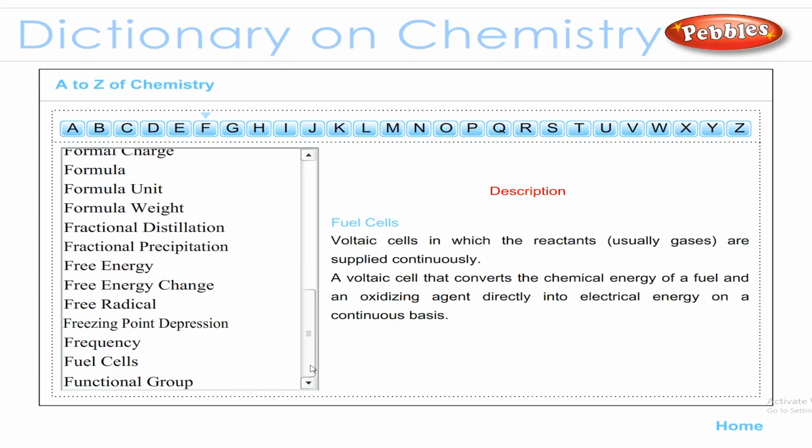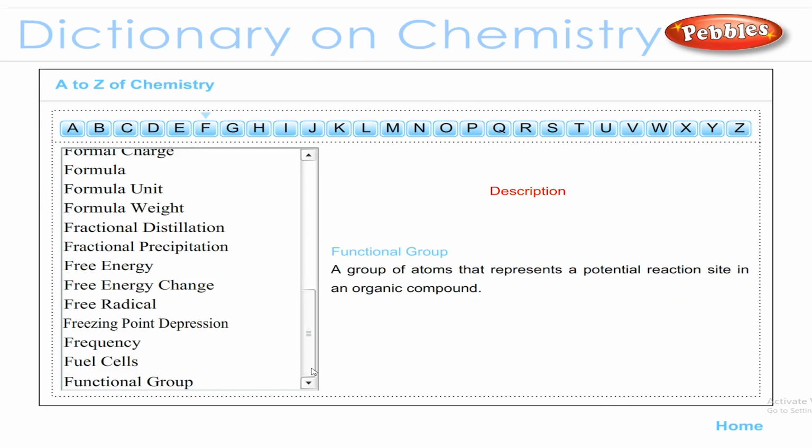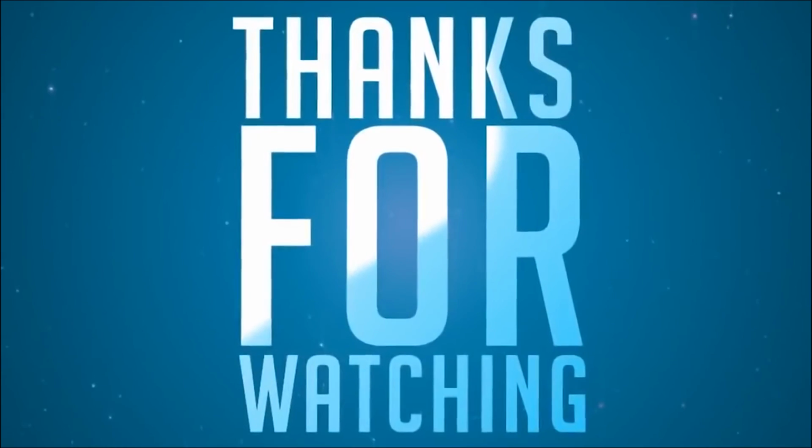Fuel cells. Voltaic cells in which the reactants, usually gases, are supplied continuously. A voltaic cell that converts the chemical energy of a fuel and an oxidizing agent directly into electrical energy on a continuous basis. Functional group. A group of atoms that represents a potential reaction site in an organic compound.